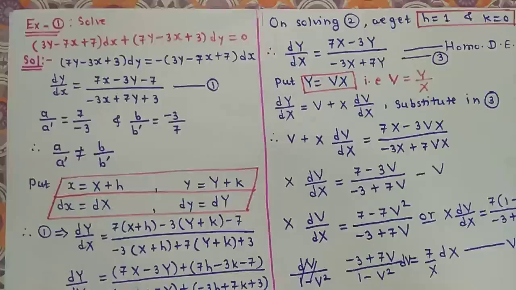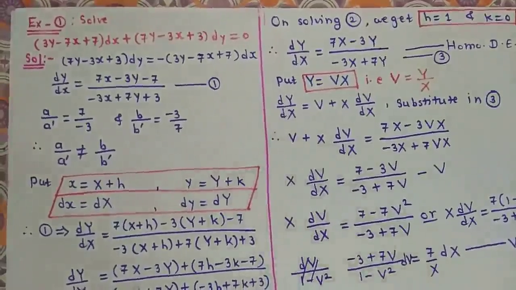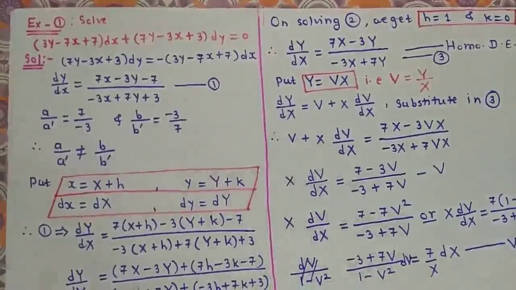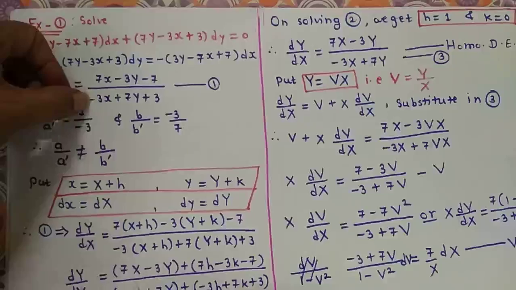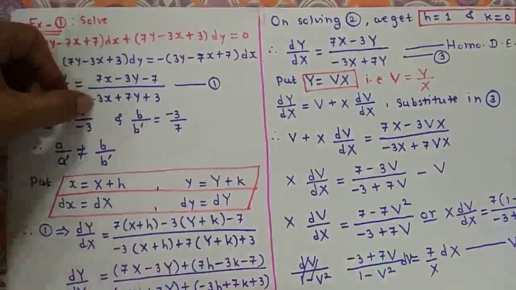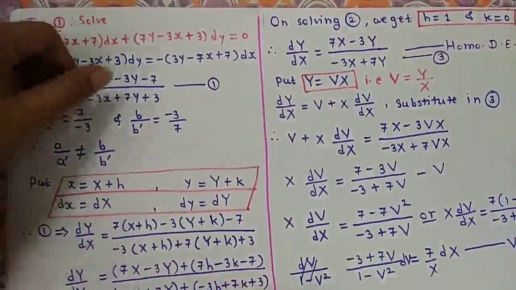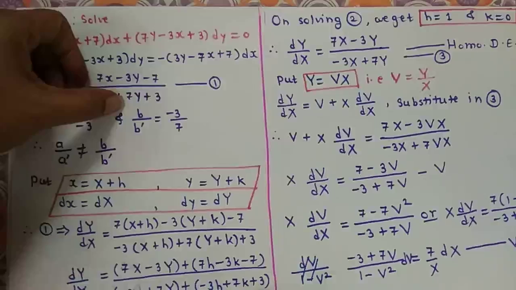Now there are two cases, so let us take the case. For the cases, we find the value of a upon a dash and b upon b dash. Here a and a dash represent coefficients of x in numerator and denominator, and b and b dash denote coefficients of y in numerator and denominator.